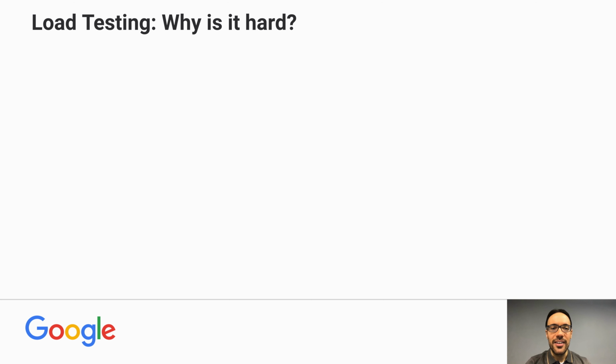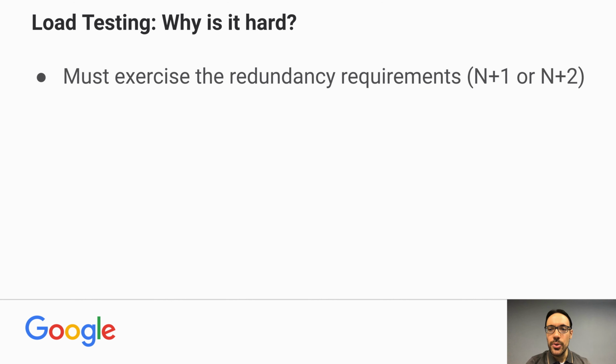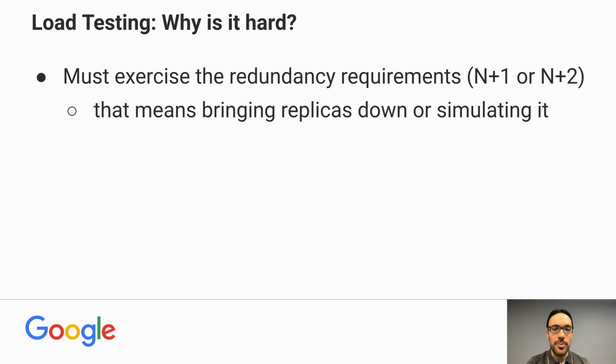Why is load testing hard? Well, as discussed before, the target utilization is lower than 100% and includes some buffer for N+1 or N+2 redundancy. Load testing should exercise the target redundancy requirements so as to guarantee that the service functions properly when regions are down. However, it cannot be done in production by bringing down entire regions to make the service N+0. That is not load testing, it's a production outage that is potentially user-facing if the load testing stack starts serving errors. There are alternatives to bringing down replicas that still increase the load in the load testing stack.